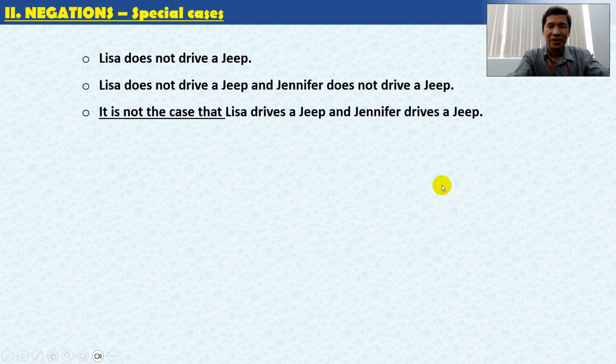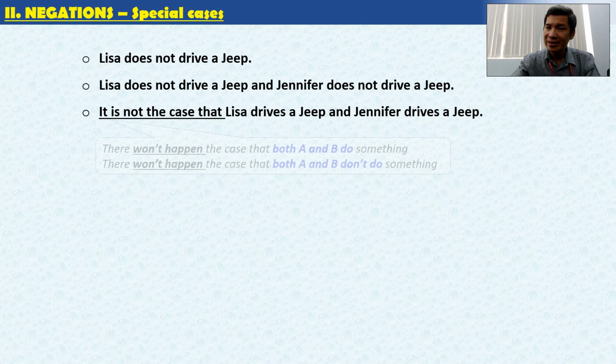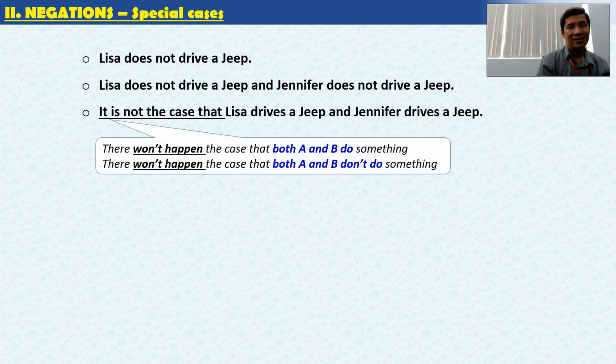Now, let's go to the special case. This is important. Now, Lisa does not drive a jeep, easy. Lisa does not drive a jeep, and Jennifer does not drive a jeep, easy. Now we have here, it is not the case. What does it mean when we have, it is not the case? It means there won't happen the case that both A and B do something. Or there won't happen the case that both A and B don't do something.